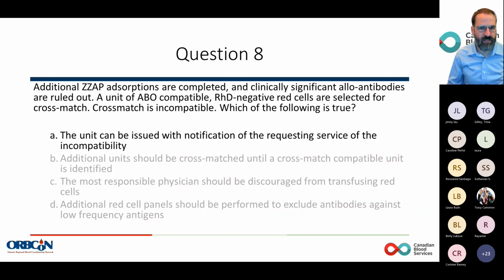So when we go back to this question stem, what's going on here? You've got the ZAP adsorptions completed. We've ruled out any other alloantibodies. We're expecting the cross-match to be incompatible because we haven't done anything about the autoantibody in the patient's own plasma when we're repeating the cross-match with the non-ZAP treated plasma. So that's not a surprise. We just want to make sure that the requesting service is aware of the incompatibility, mostly so that they're not going to raise eyebrows and worry that we've issued them something that we shouldn't have issued. That's the best answer there.